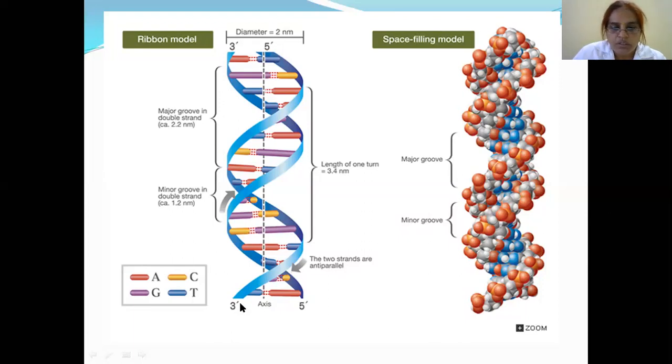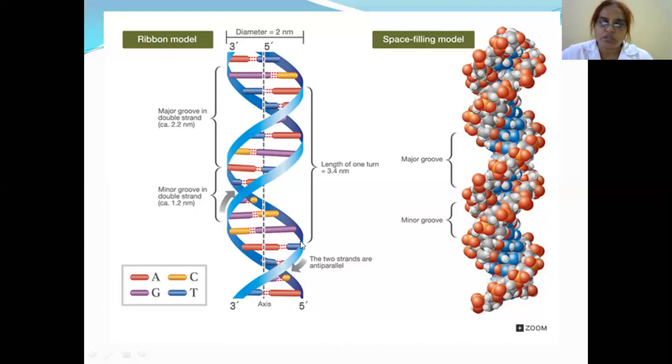Now see, one helix runs from the 3' direction to 5'. Another helix runs from the 5' direction to 3'. If you see the width of the two strands, the width of the two strands is 2 nanometers. How many nanometers? 2 nanometers.